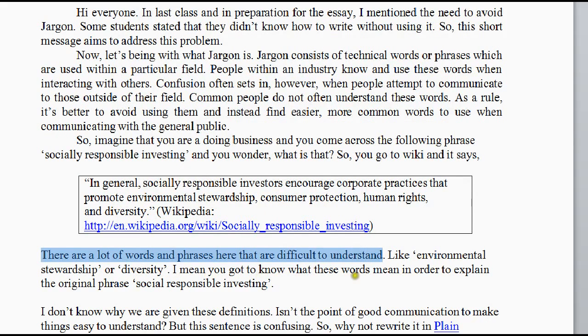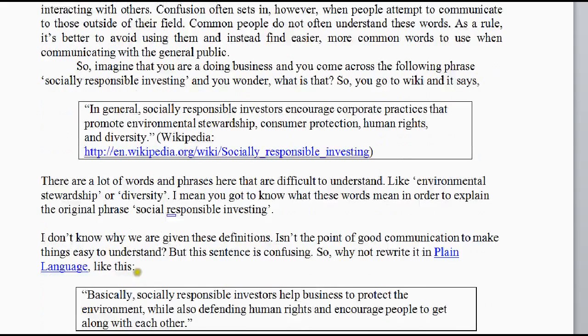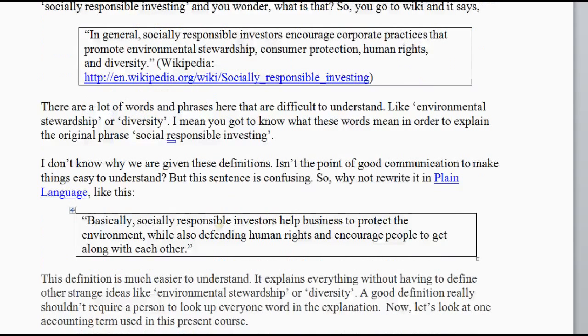You got to know what these words mean in order to explain the original phrase. I don't know why we are given these definitions. Isn't the point of good communication to make things easier to understand? But this is confusing. So why not write in plain language?